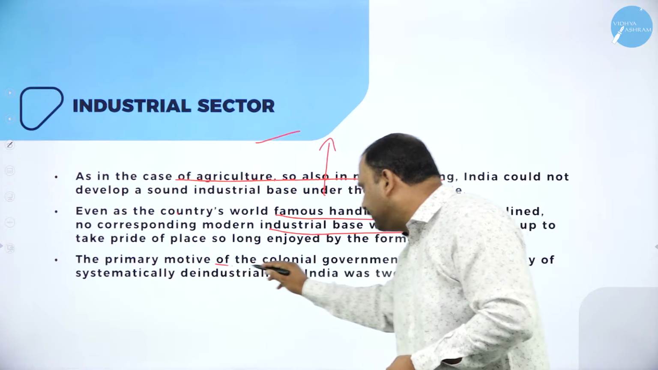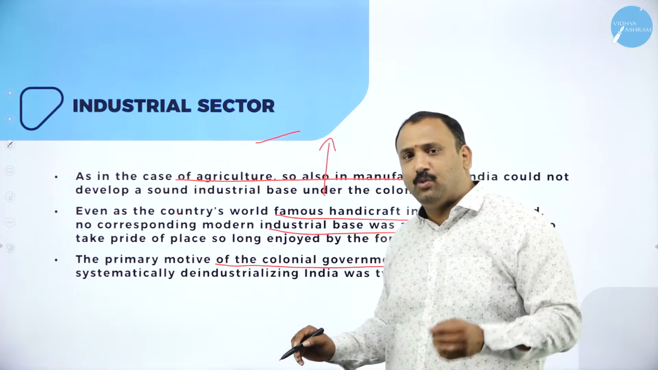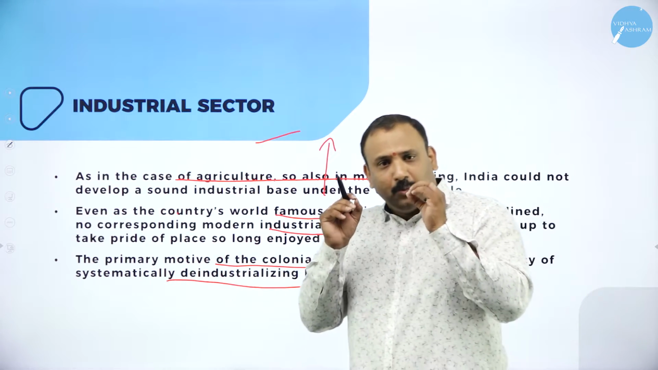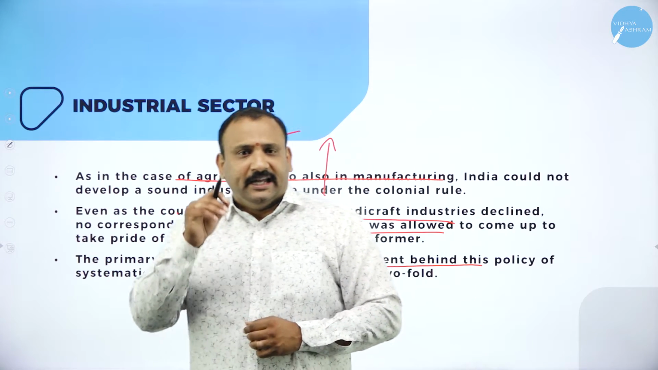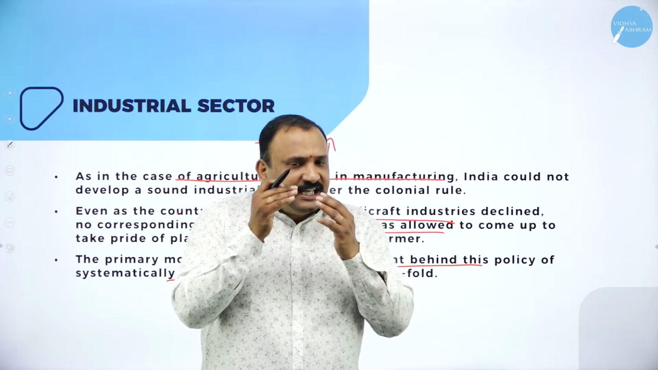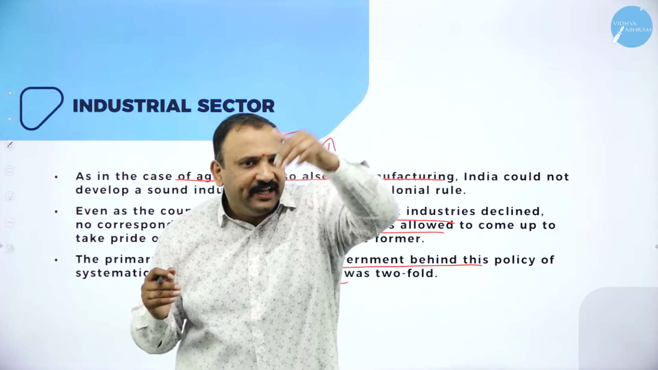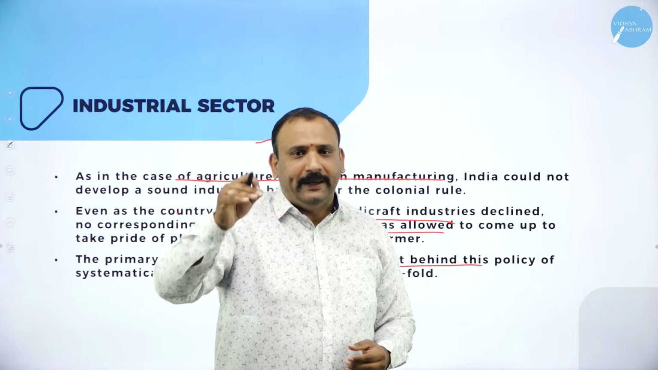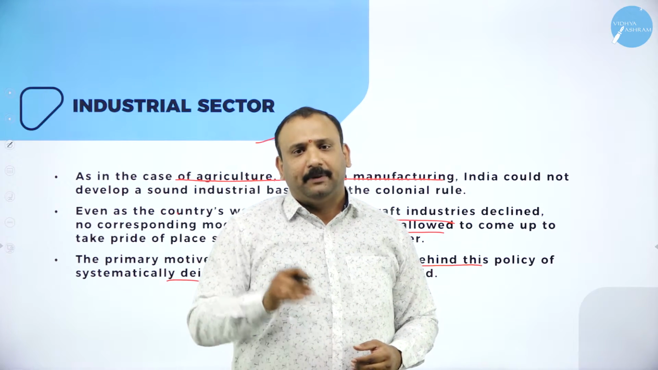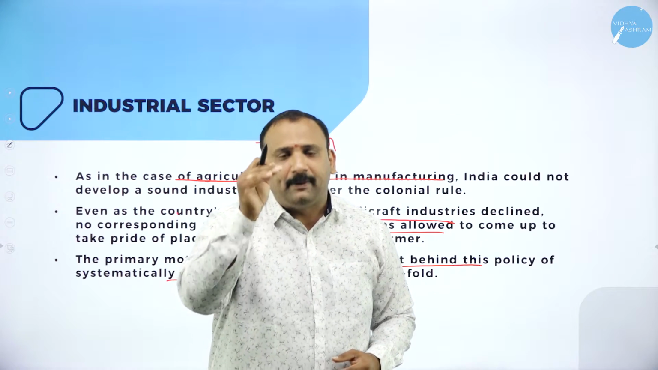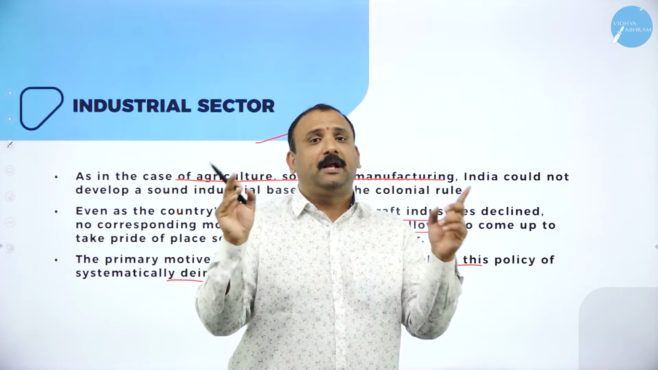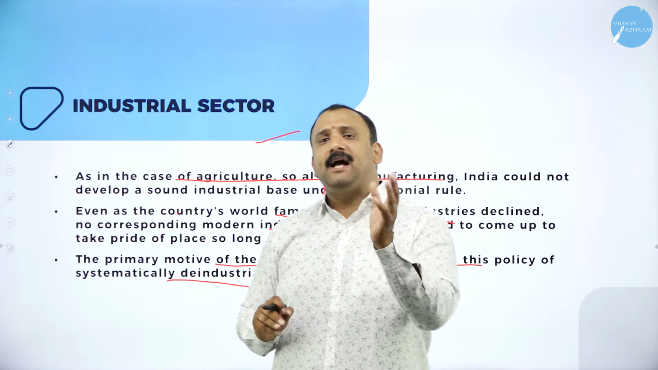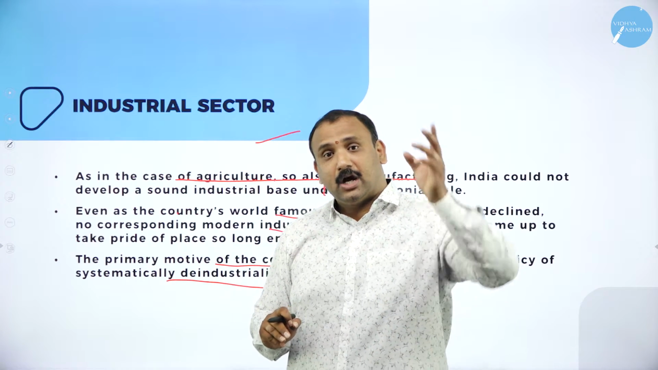The primary motive of the colonial government behind this policy was deindustrialization. This word is very important, because please understand that India's industrialization policy is different. The British way of deindustrialization is different. The British wanted India to be only a supplier hub. The British wanted India to supply materials as far as possible and not become a manufacturing hub, not become an economic superpower, not become the manufacturing leader of the world. India could have become that.